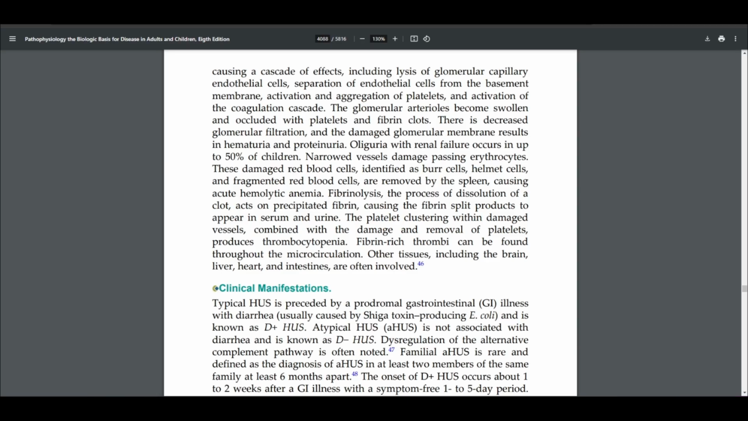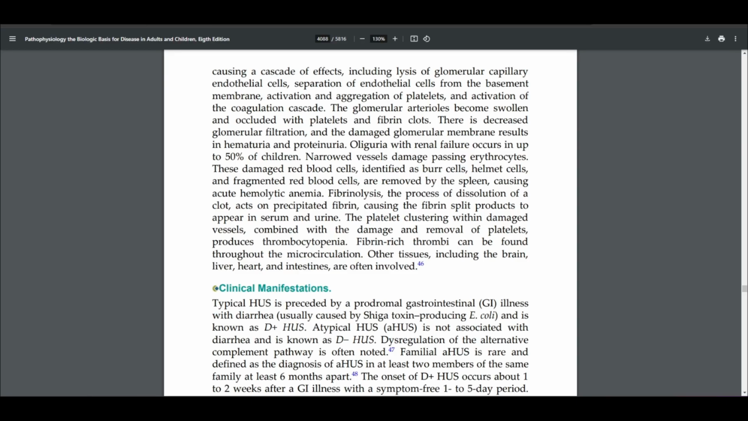Oliguria with renal failure occurs in up to 50% of children. Erythrocytes are damaged passing through narrowed vessels. These damaged red blood cells, identified as burr cells, helmet cells, and fragmented red blood cells, are removed by the spleen, causing acute hemolytic anemia.